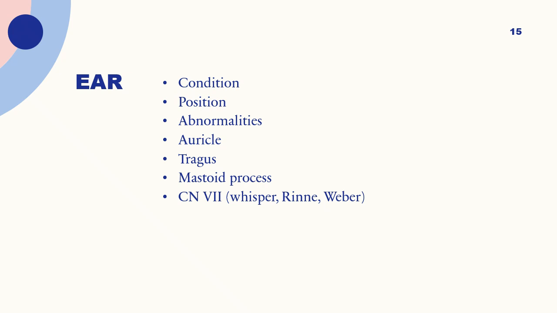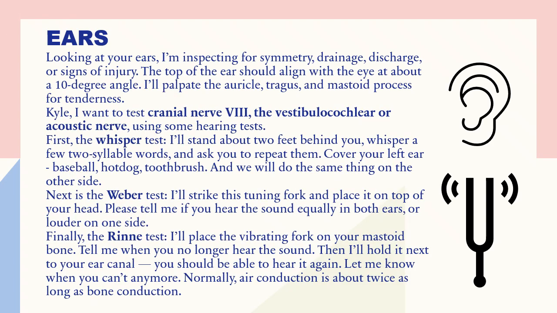Ears. For the ears, inspect position, condition, alignment of the external ear. Palpate the auricle, tragus, and mastoid process. Okay, looking at your ears, I'm inspecting for symmetry, drainage, discharge, or signs of injury. The top of the ear should align with the eye at about 10 degrees. I'll palpate the auricle, the tragus, and the mastoid process for tenderness.